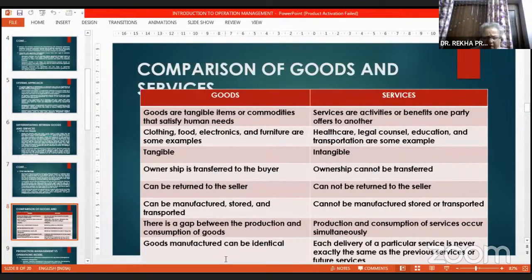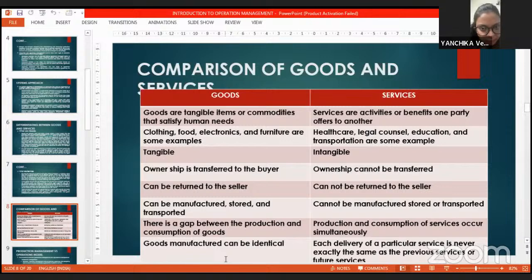Okay, here is just a summary of it. Just read it. Goods and services. Goods are tangible items or commodities that satisfy human needs. Clothing, foods, electronics, and furniture are some examples. Tangible ownership is transferred to the buyer, can be returned to the seller, can be manufactured, stored and transported. There is a gap between the production and consumption of goods. Goods manufactured can be identical.